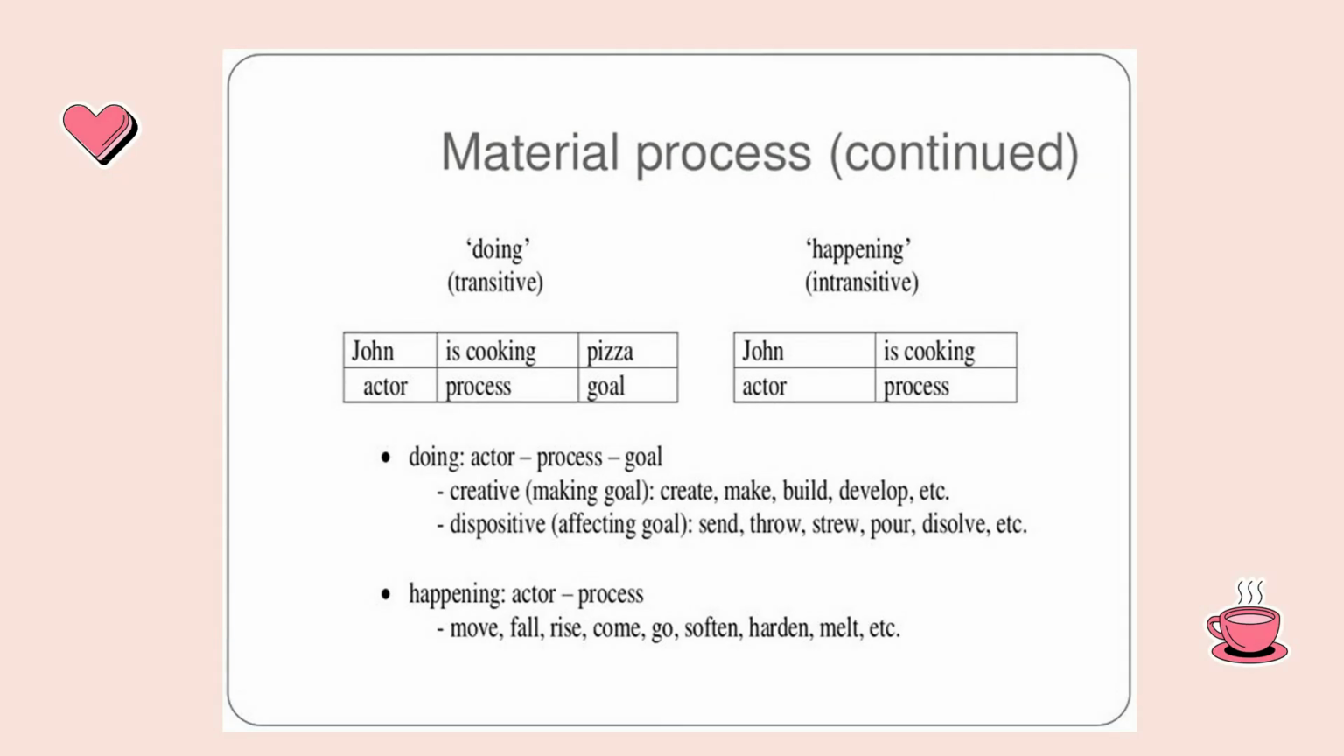So here is the example of material process doing and happening. The first is doing, or you can call it transitive. There is a sentence: John is cooking pizza. John as actor, is cooking as process, and then pizza as goal. While in happening, or intransitive, there is no goal, just actor and process. So John is cooking. John as actor and is cooking as process.